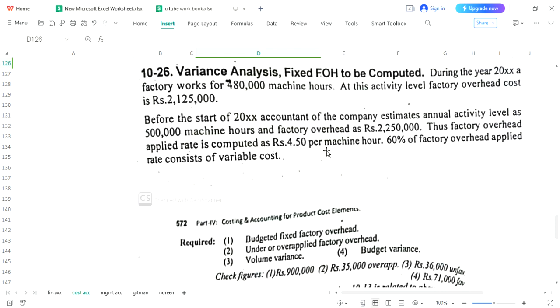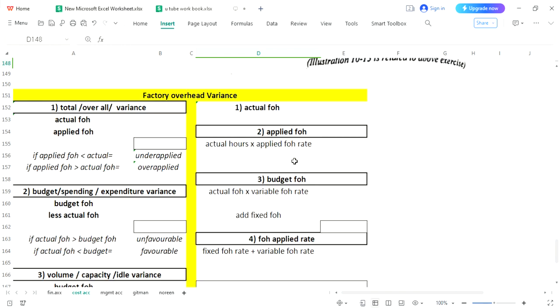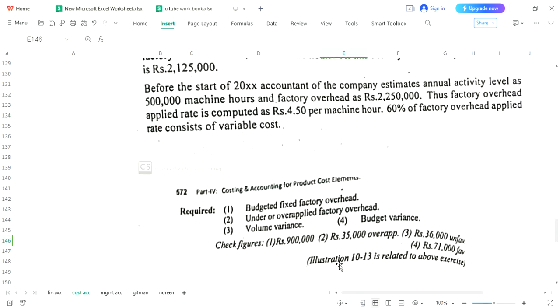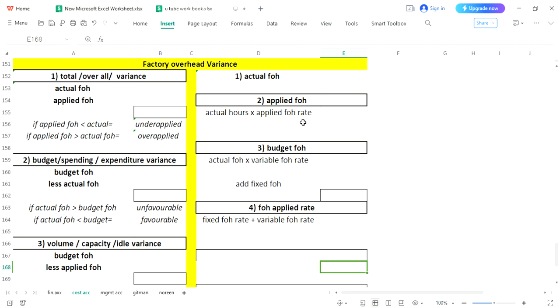Now we'll have to see how to use this rate to calculate our different rates. 60% of FH applied rate consists of variable cost. Okay, the very first thing is we will note 4.5 as the total applied FH rate. So here you were supposed to write fixed and variable rates, but those rates are not available right now, and he is saying to see 4.5 as your total rate.